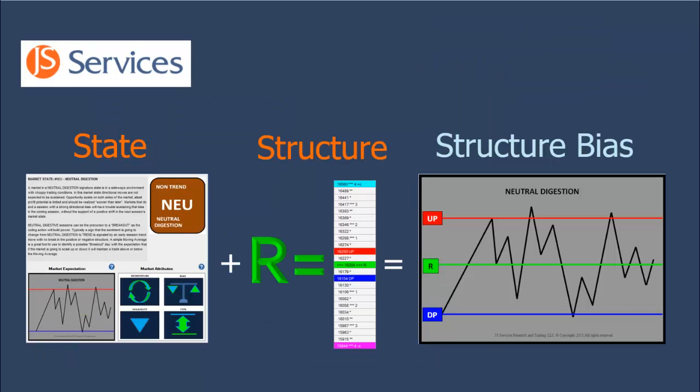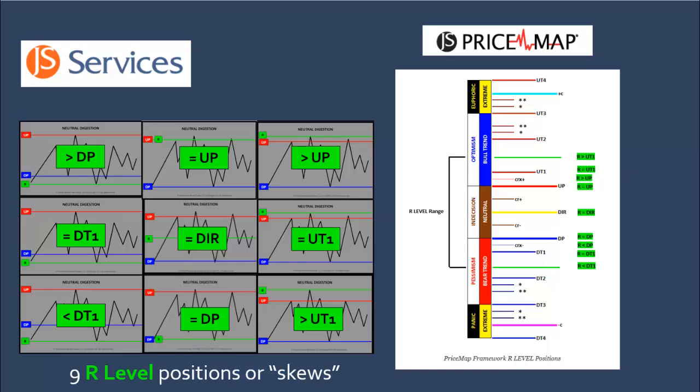To be clear, when the R level position on the price map is added to the characteristics of the state, it equals the market structure bias and provides a clearer picture of the context of the current condition, so trading methods can be aligned with these facts. There are 9 R level positions on the price map. Each structure position has its own skew and influence on price behavior regardless of the state condition. The R level will always be on one of these price map qualifier levels and can be used to standardize a trading method based on a specific market structure that complements a trading approach or tactic.